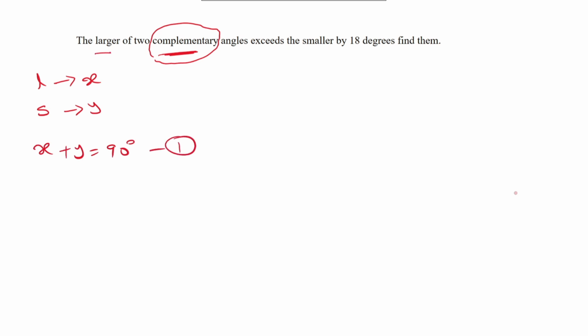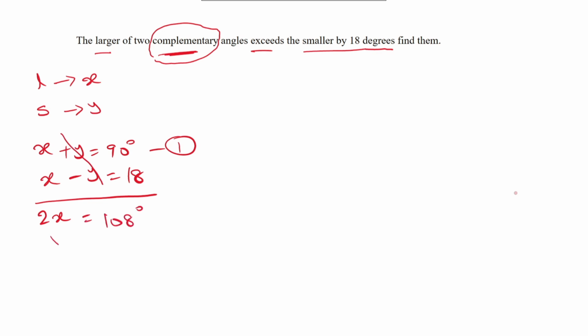Next, the larger exceeds the smaller by 18 degrees, right? So the difference of the two angles is 18. So larger angle minus smaller angle is 18 degrees. I'm doing addition here. x plus x is 2x, plus y minus y cancels, equals 90 plus 18, which is 108 degrees. Taking 2 to the right side, x equals 108 divided by 2, x equals 54 degrees.